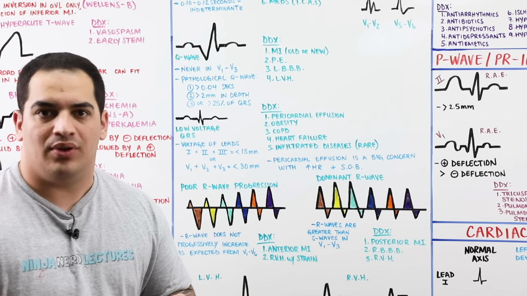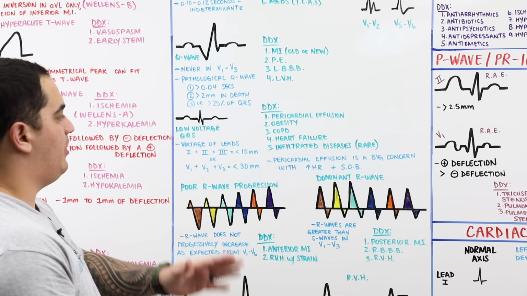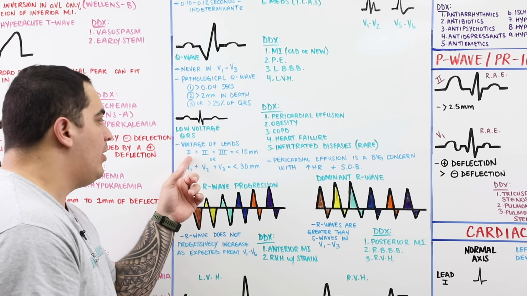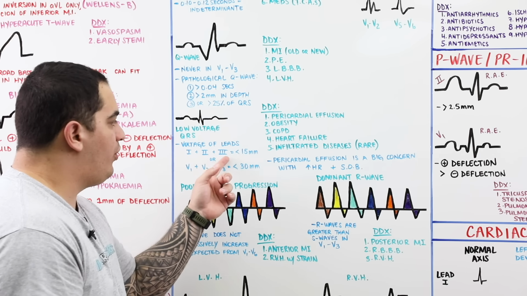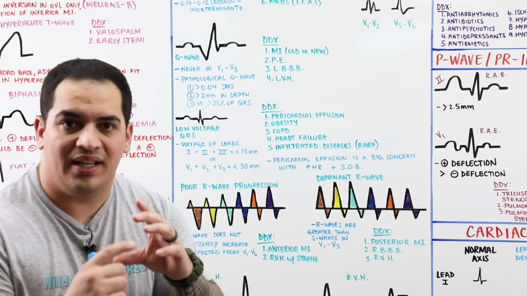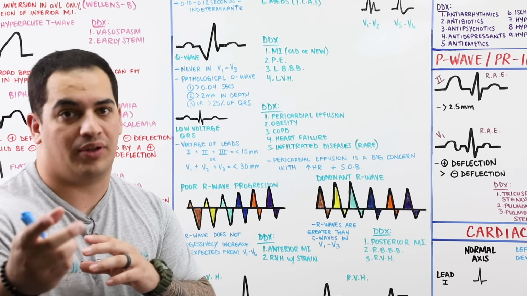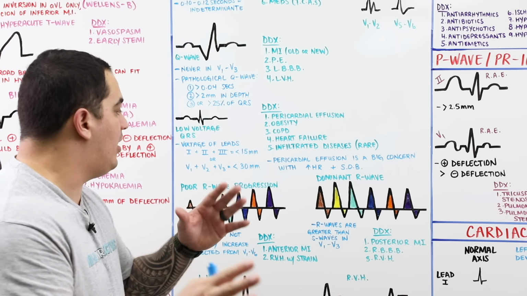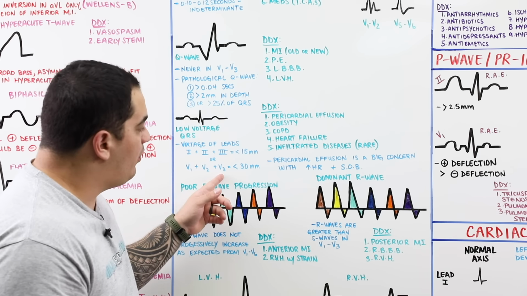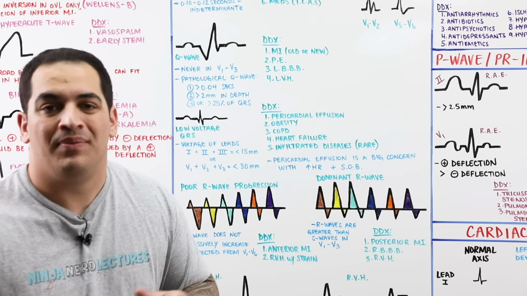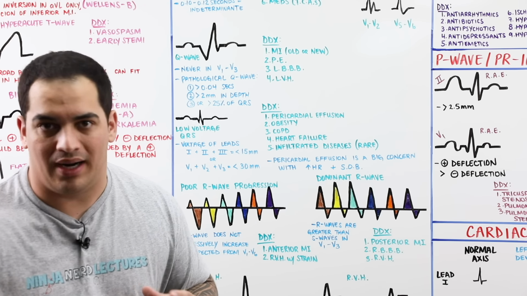There's a lot of different ways that you can do this. One of the ways that I like to look at them is I add up the R waves in leads 1, 2, 3. If it's less than 15 millimeters, that could be a sign of low voltage QRS. I can do the same concept in V1, V2, V3, and if it's less than 30 millimeters, that also could be a sign of low voltage QRS complexes.